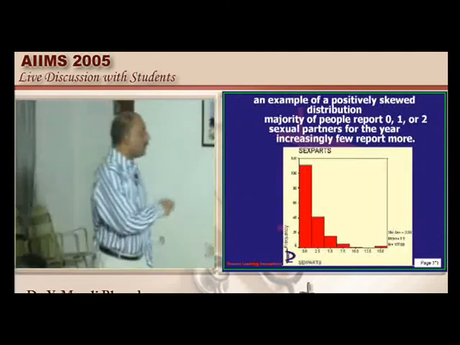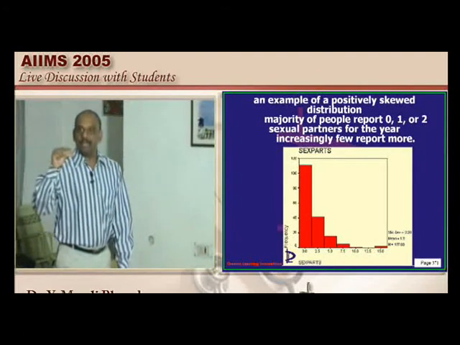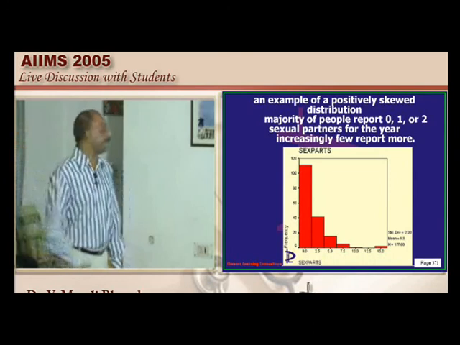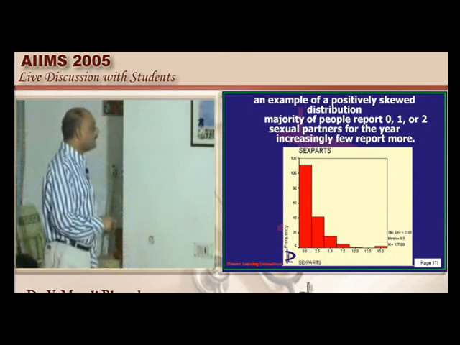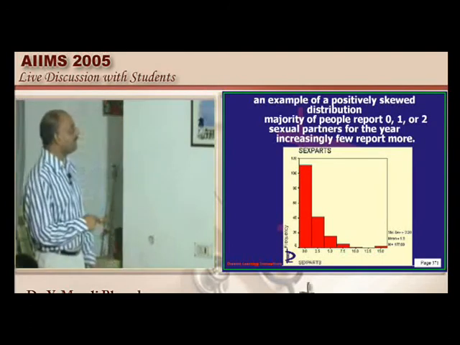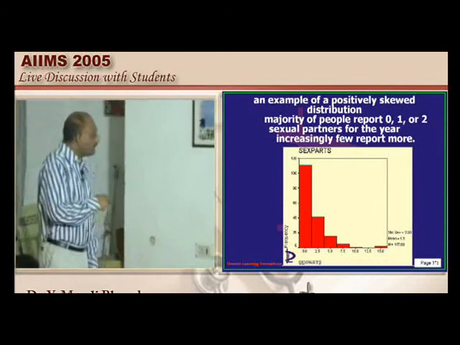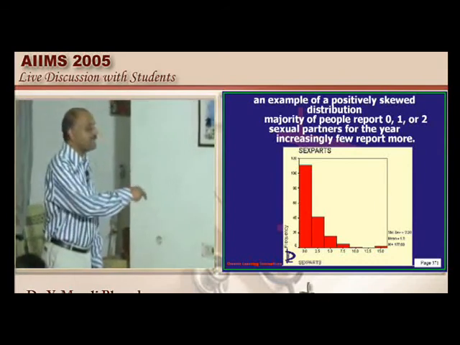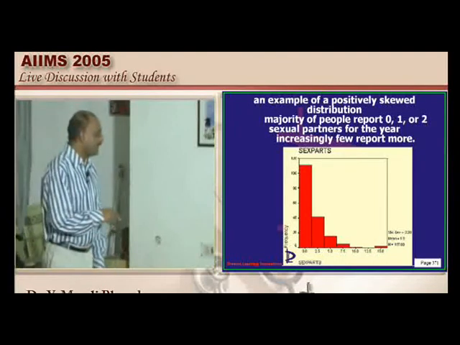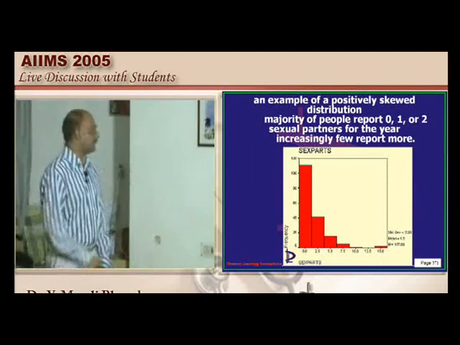Now this is an example of a positively skewed distribution. That means more people are having less value and fewer people are having more value, is what needs to be remembered. So let us look at the frequency of having sex partners. The majority of the people have reported that they have either 0, 1 or 2 sexual partners in a given year. The people who have 15 partners are falling very few. So this is an example of a positively skewed distribution.